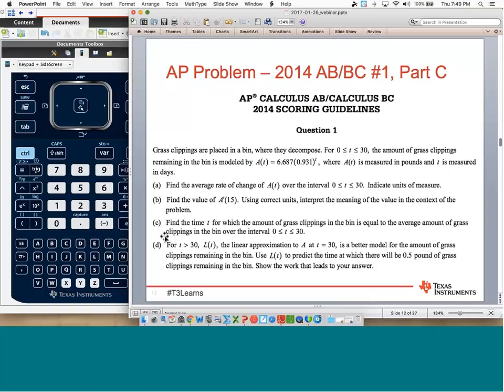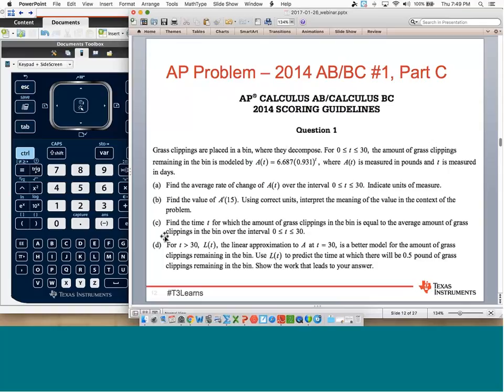Now, if you remember, our very first activity we looked at was about finding an average value of a function. So that's why it ties really nicely to this kind of problem. Did they really get that calculus connection of what it means to have an average amount of grass clippings in the bin over an interval?